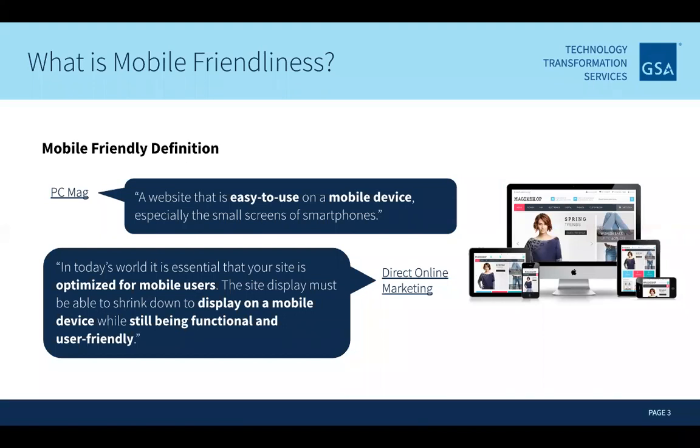So as we start, what is mobile friendliness anyway? There's no real industry-defined standard definition out there, but there are some common themes and traits that we see in many of them across the internet. We've got two examples here. The first is from PC Magazine. It says the website's easy to use on a mobile device. The second one is from Direct Online Marketing. They say optimized for mobile users, displays on the mobile device, and still being functional to the user.